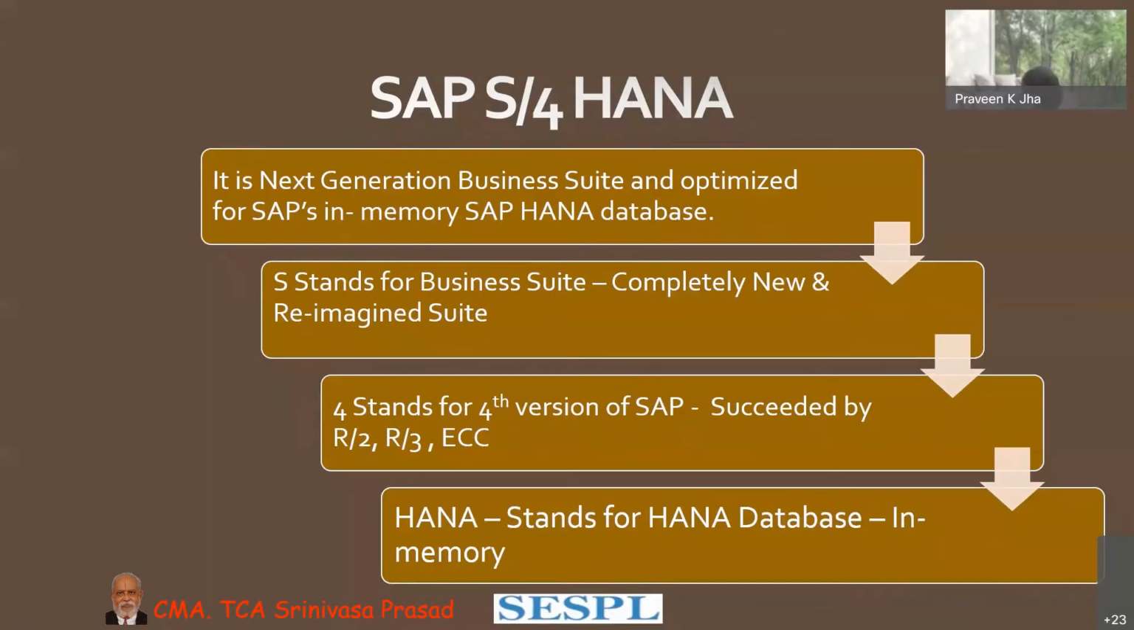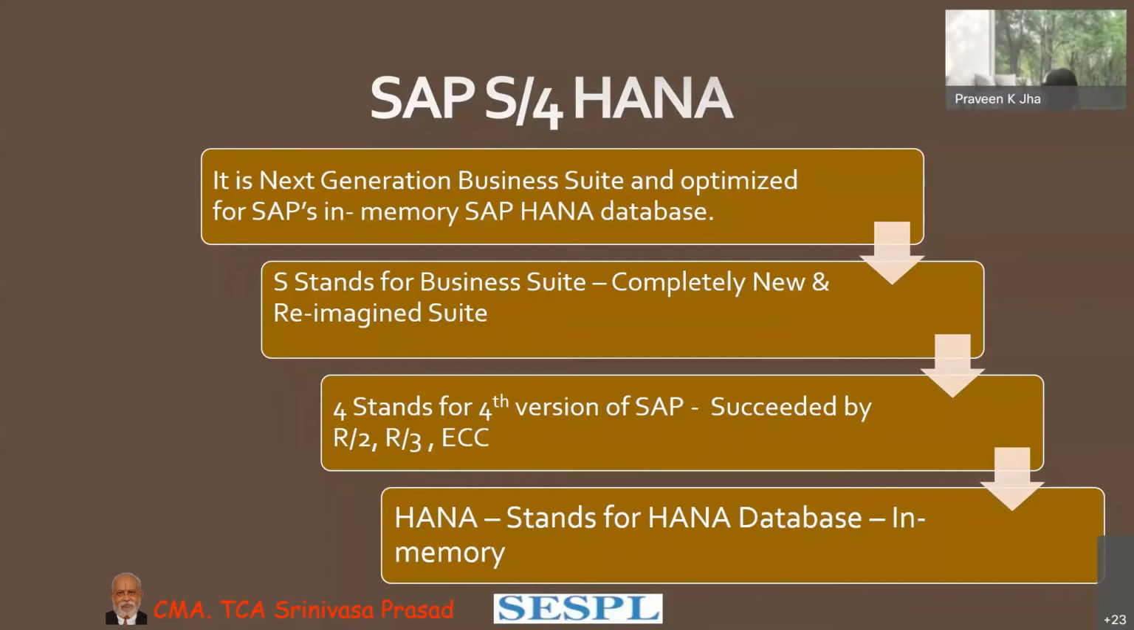Earlier it was using other databases, but in S4 HANA, SAP has introduced its own database system called HANA, and all SAP systems use the HANA database itself. Even R3 was a business suite, but it used different types of databases. Right now, whatever the business suite is, CRM or SRM, even Concur and other systems, all of them use the HANA database itself.